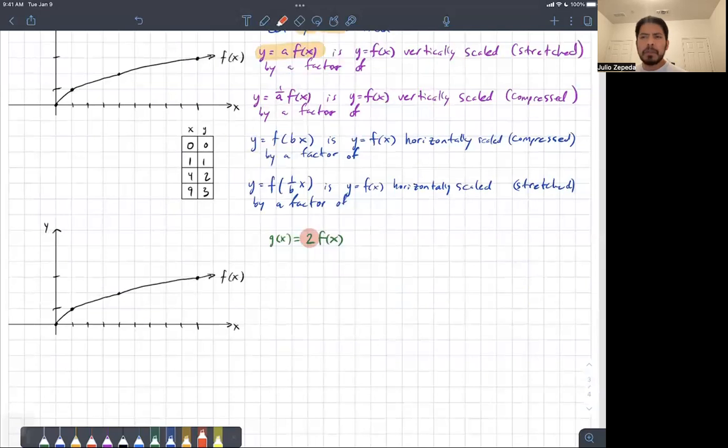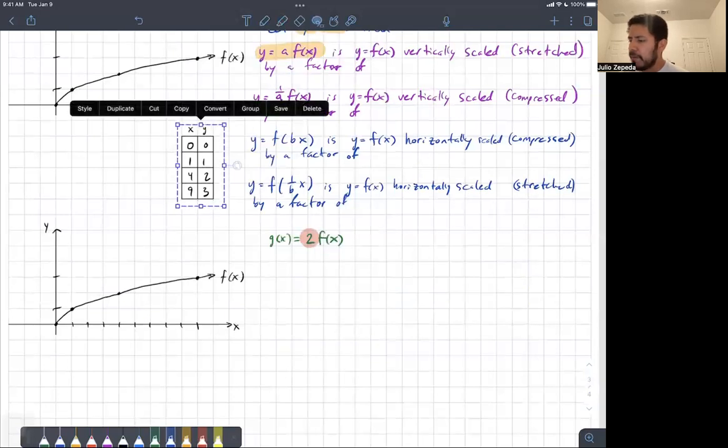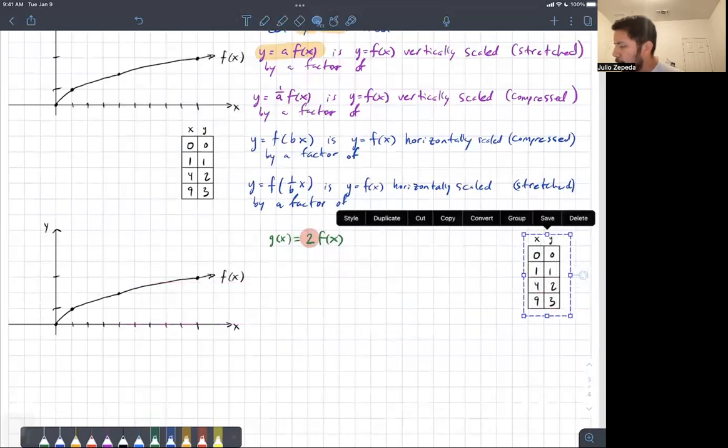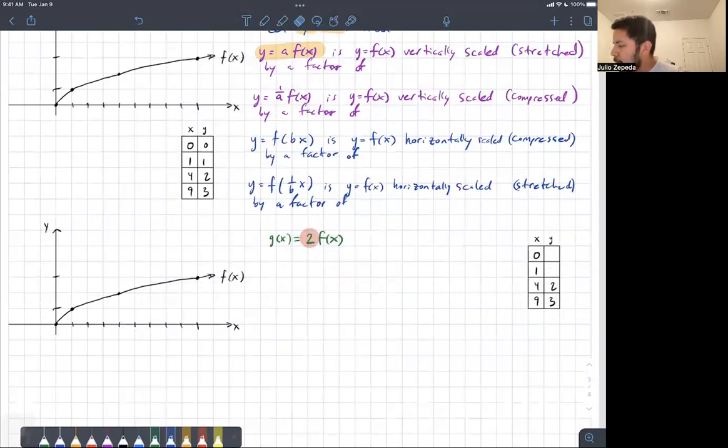So remember, g of x represents the output value for g, and the output is just going to be 2 times the output value of f of x. So the y value of g of x is just going to be twice the y value of f of x. So it seems like this is going to affect y values. Let's go ahead and find out. Let's plug in the same x values into g of x. We said g of x is 2 times f of x. f of x is the square root of x. So g of x is just 2 times the square root of x.